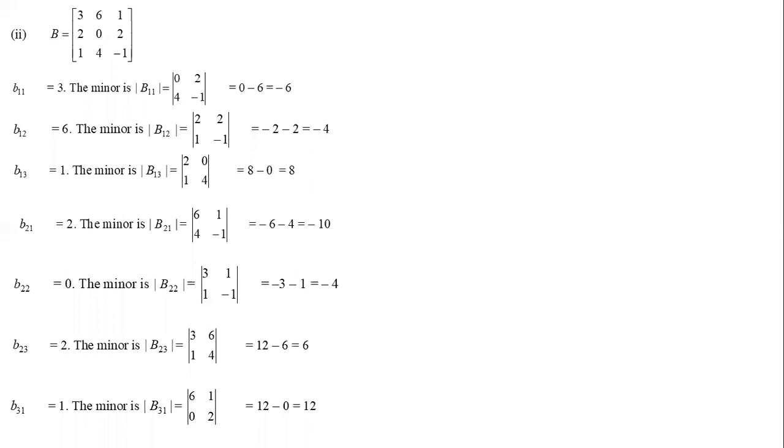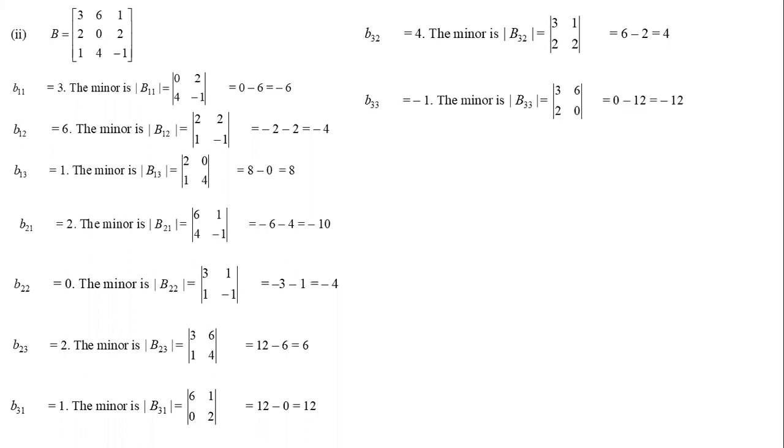Now, the last one, the minor of minus 1. What is the minor of minus 1? Minus 12. No, look at it very well. Okay, minus 12, you are right. That is 0 minus 12. Okay, this is still the minor. I think the minor of 4, that is this, is 4. The minor of 4 is 4. And the last one is minus 12.